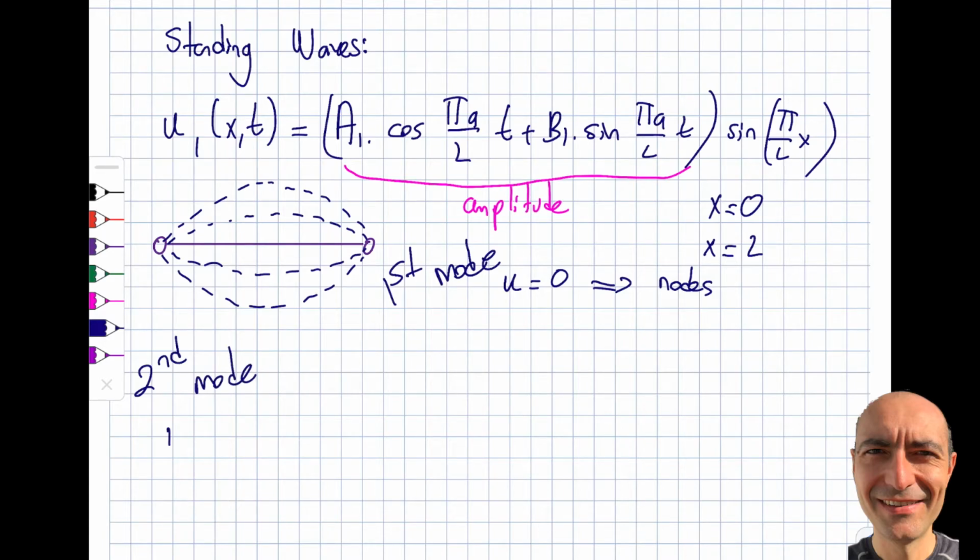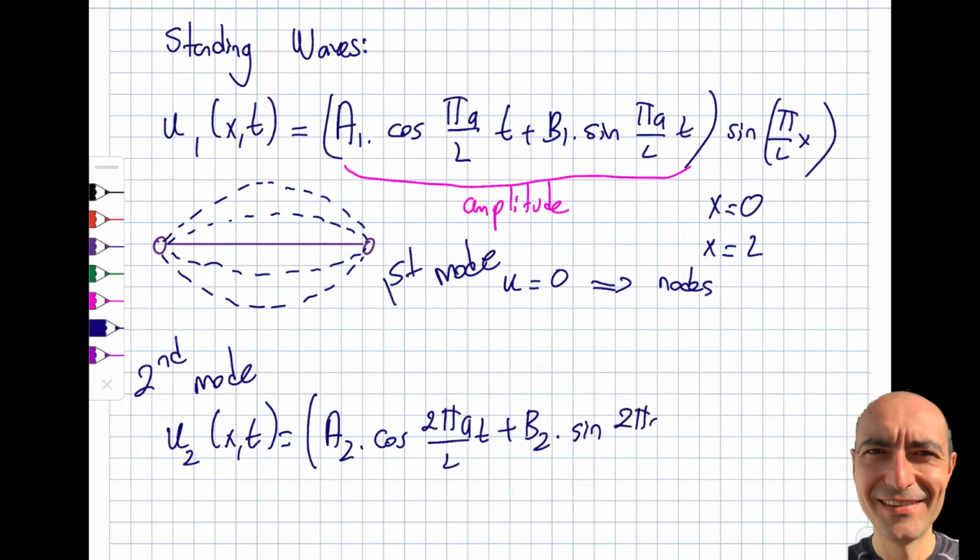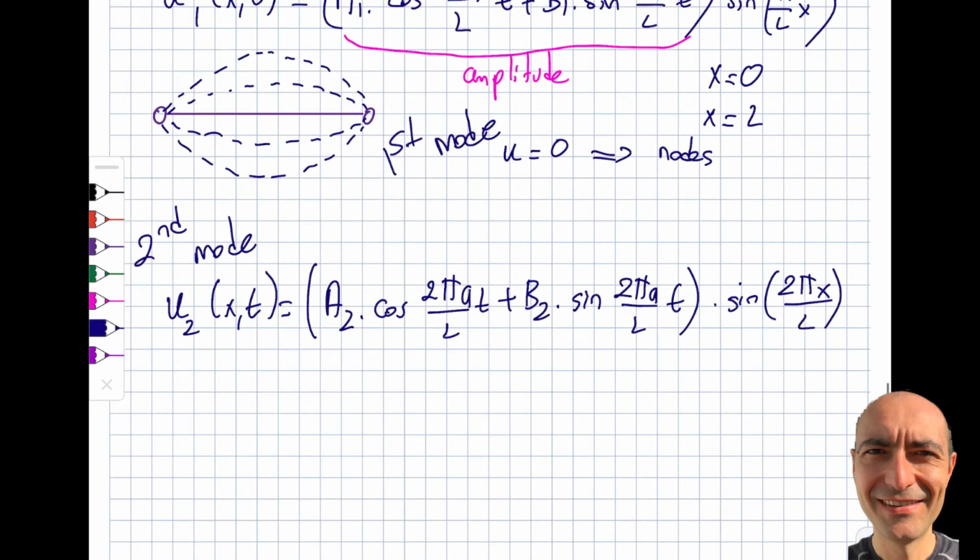Okay, let's look at the second mode. In this one, I'll look at u2 of x comma t, and I will get a2, another Fourier series coefficient. I'll get my cosine. Now n is 2, so it's going to be 2 pi a by L t plus b2 sine 2 pi a by L t. Again, it's the amplitude, it's not a function of x, I don't see any x there, times sine. Now I get 2 pi x by L, right? Because n is equal to 2. So again, same conversation that I had here. So this is going to be my amplitude.